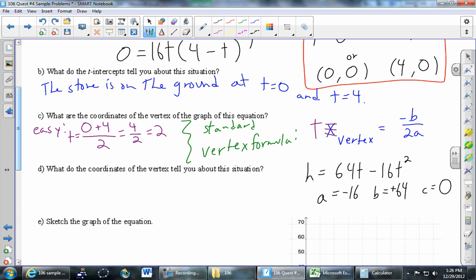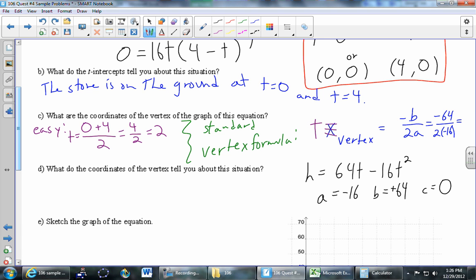So what that means is that the t-coordinate of the vertex is negative b, negative 64, divided by 2 times a, 2 times negative 16. And so that's negative 64 over negative 32, which is equal to 2.